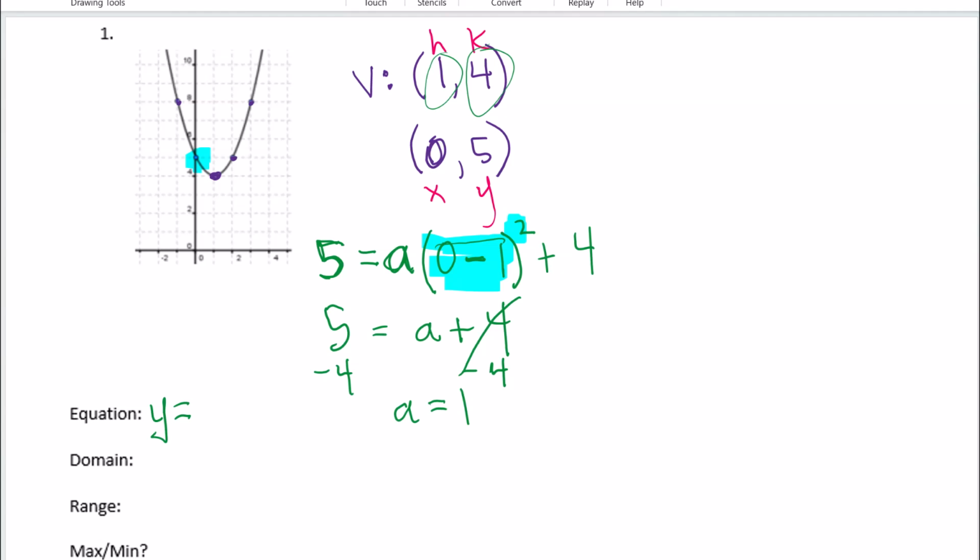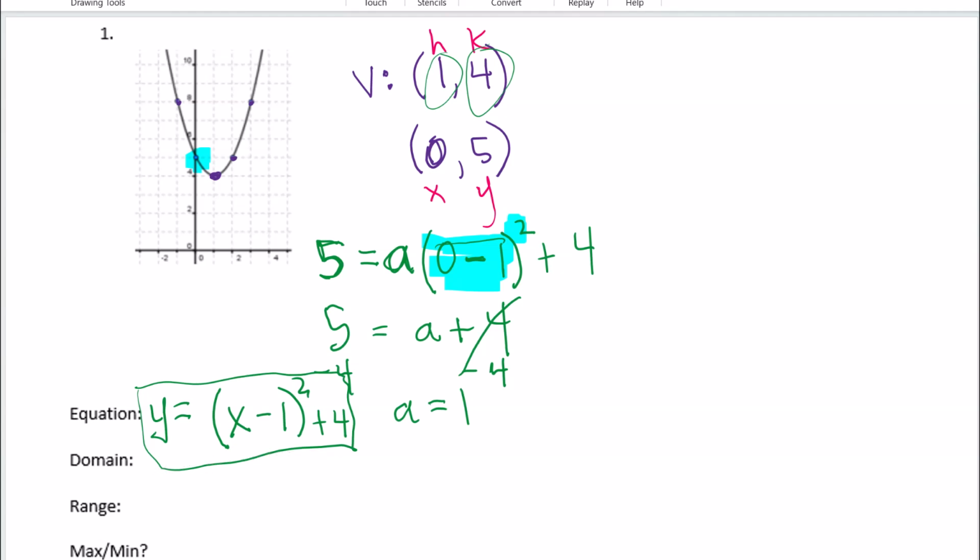So our equation of the parabola is y equals, a is 1, which I don't need to write, so I'll just erase it. So then I'll just have x minus h, which is minus 1 squared, and then plus k, which is plus 4. So that is our equation of our parabola.